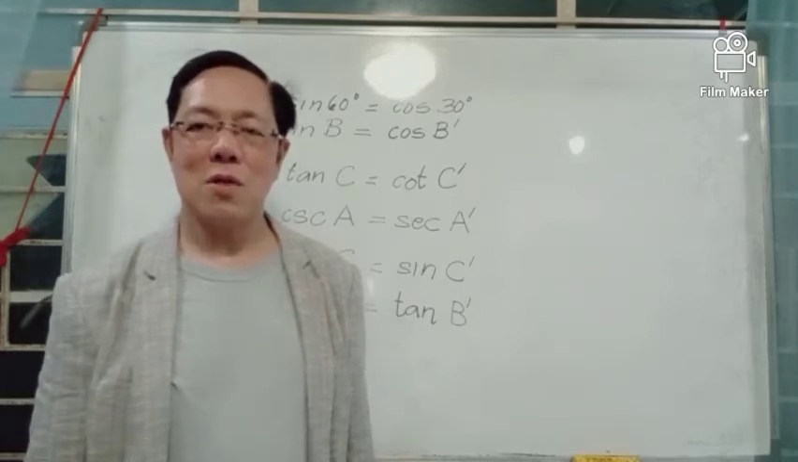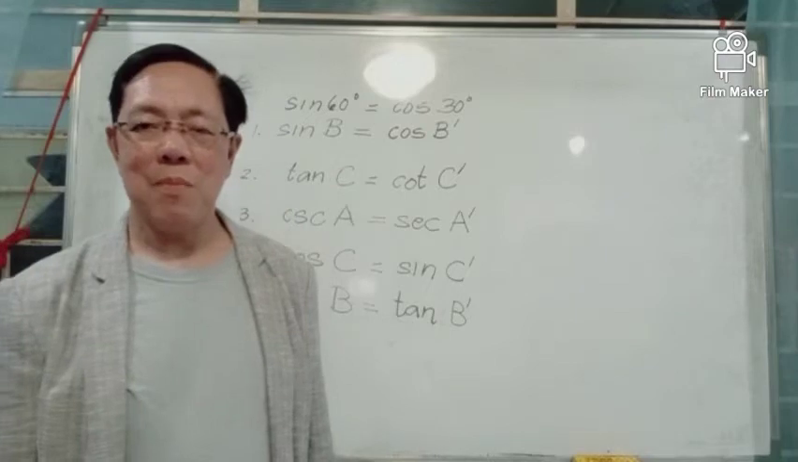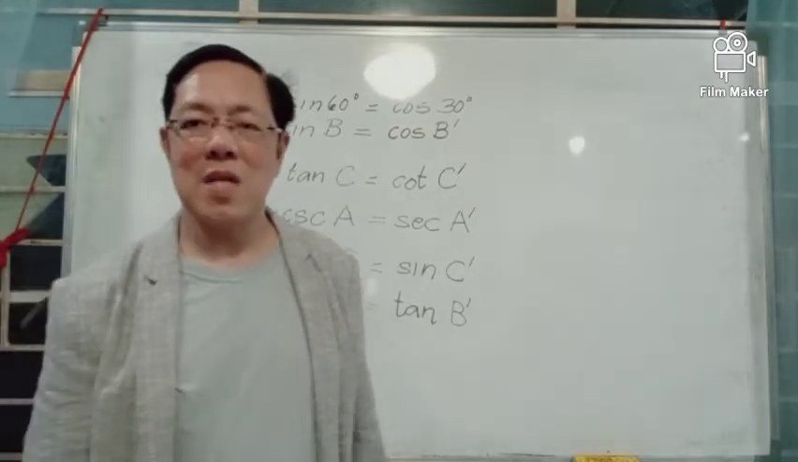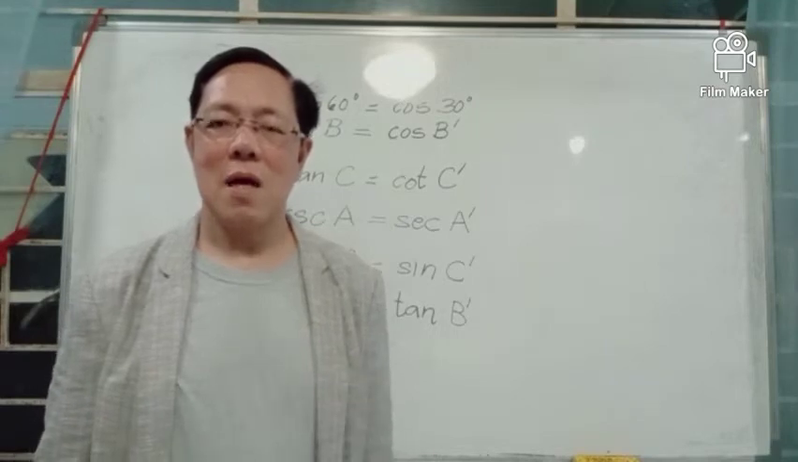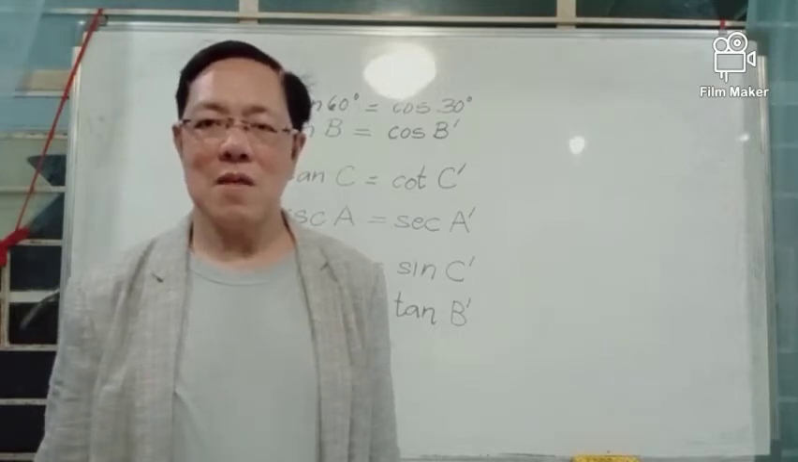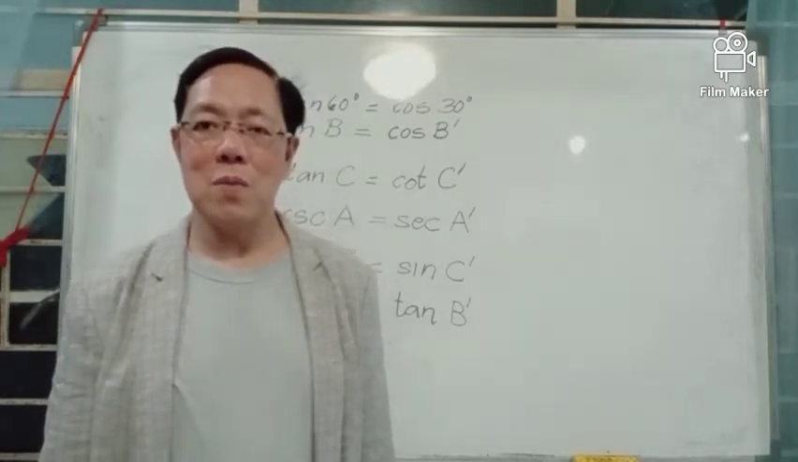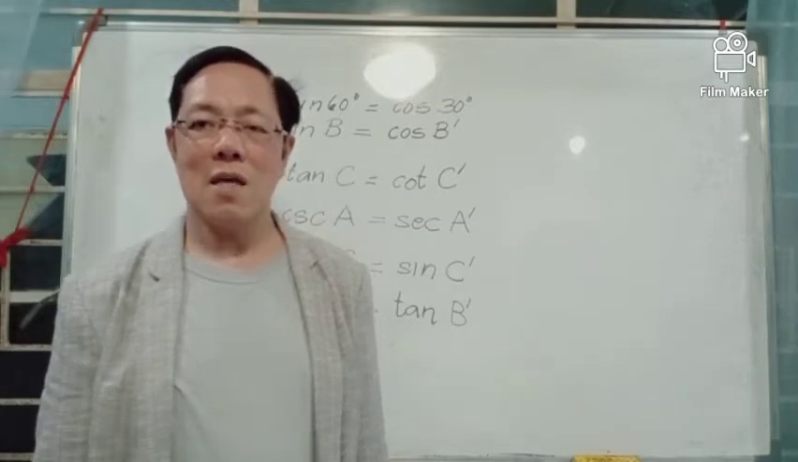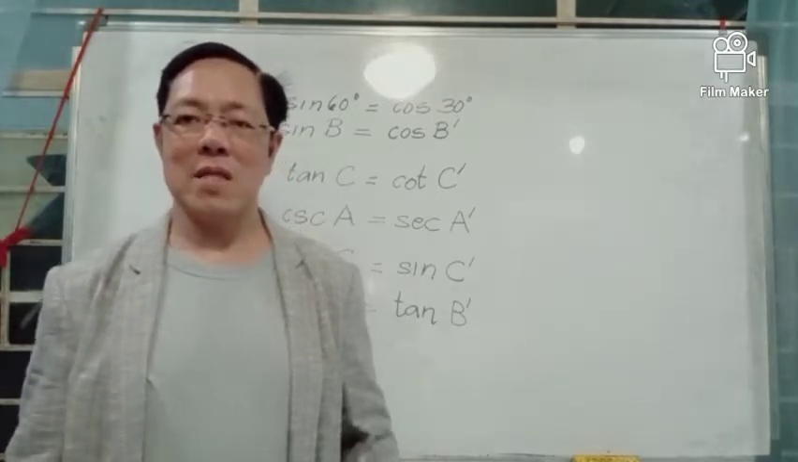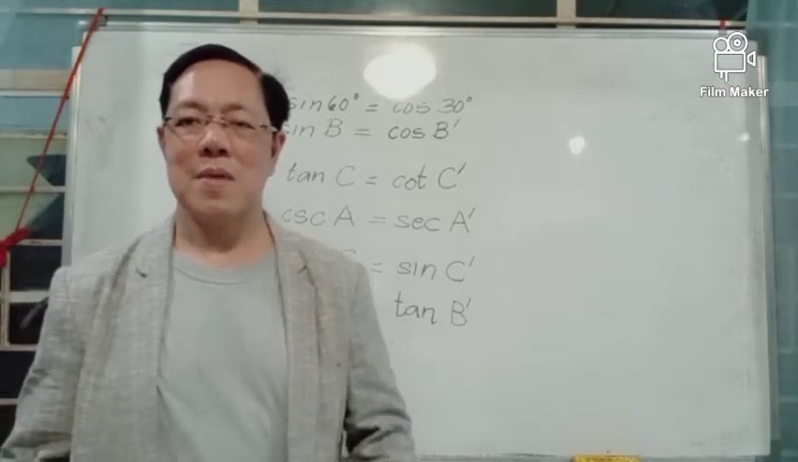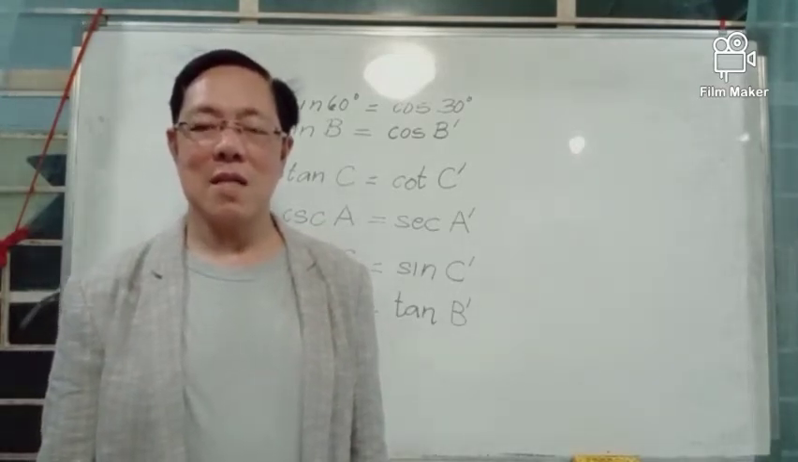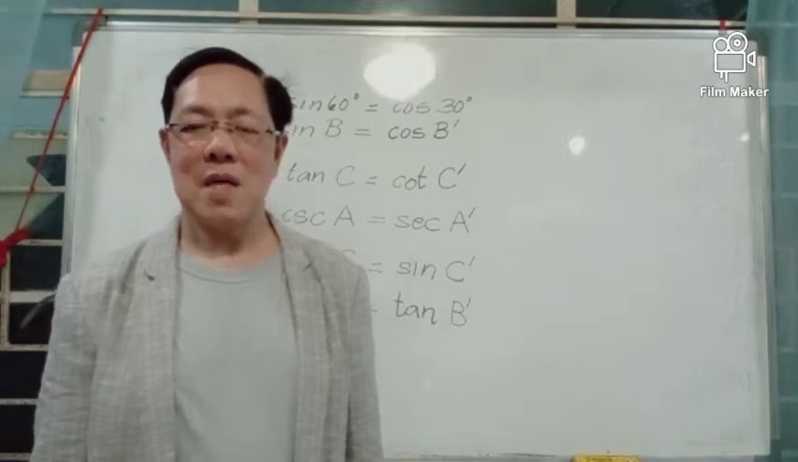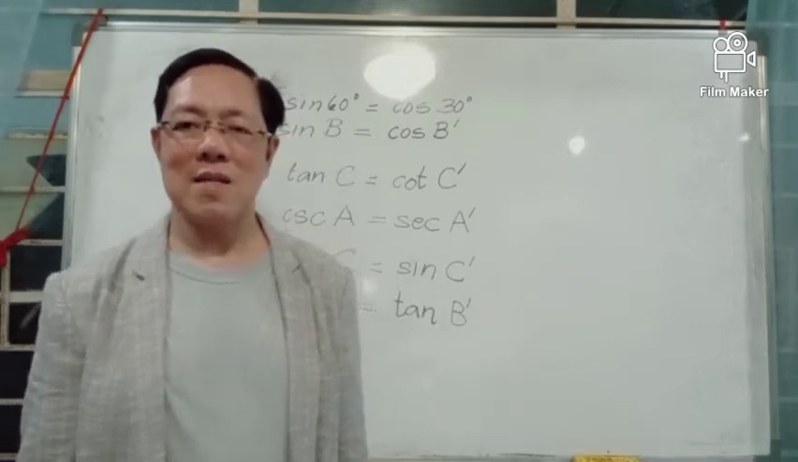And you should also remember that the complement of an angle is obtained by subtracting the angle from 90 degrees. If the angle is unknown, say angle A, we simply write its complement as A prime. But A prime is actually 90 degrees minus A if the angle A is given.